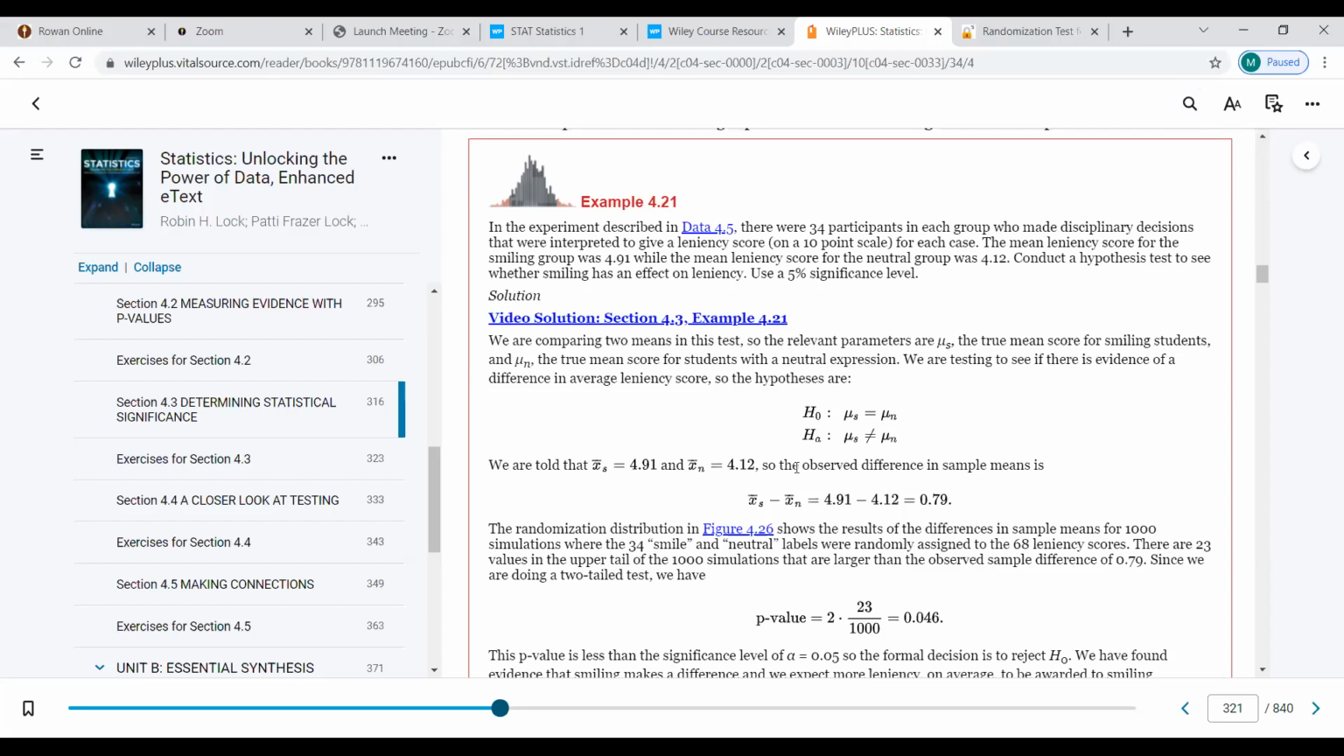So anyway, there's various scores for determining leniency, and the average score for the smiling group is X bar S here, and X bar N is the average score for the non-smiling group. And notice that the leniency score is greater for the smiling group. So anyway, let's actually go into StatKey and just do this example. I just want to refresh your memory about multiplying the p-value by 2. This is a two-tailed test, just like we did earlier. So let's just look at this example.